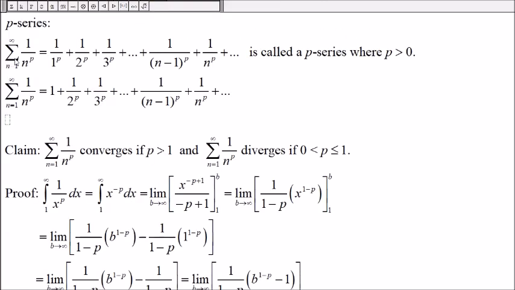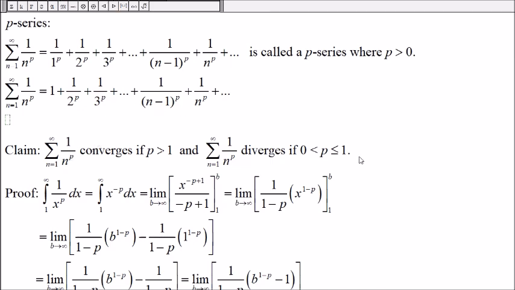When we have a series like 1 divided by n to the p, which means when n is 1, we get 1 divided by 1 to the p, 1 divided by 2 to the p, 1 divided by 3 to the p, and then all the way up to n minus 1 to the p and n to the p. This is called a p-series, and 1 to the p is just 1, and so we get 1 plus 1 over 2 to the p, 3 to the p, and so on.